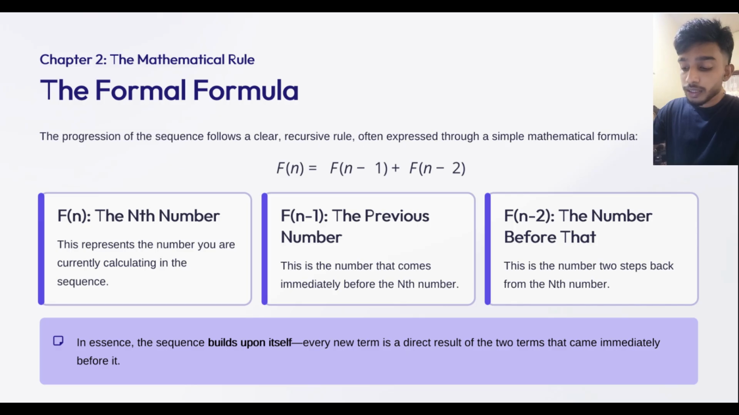Now I will explain the parts of this formula. Fn means the nth number. This represents the number you are currently calculating in the sequence. Fn minus 1 is the previous number. This is the number that comes immediately before the nth number. Fn minus 2 is the number before that. This is the number 2 steps back from the nth number.